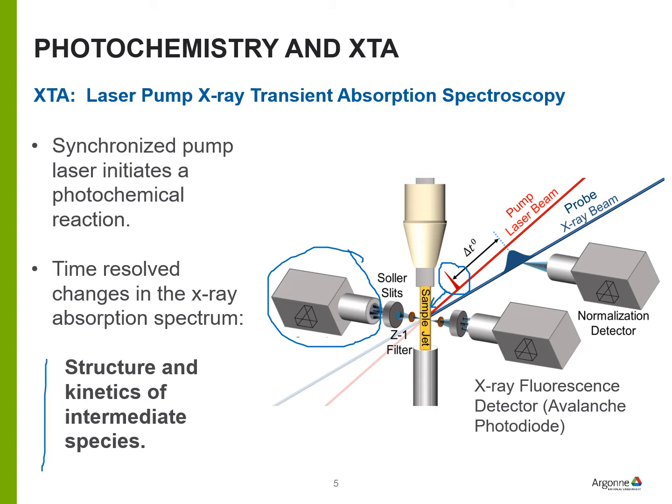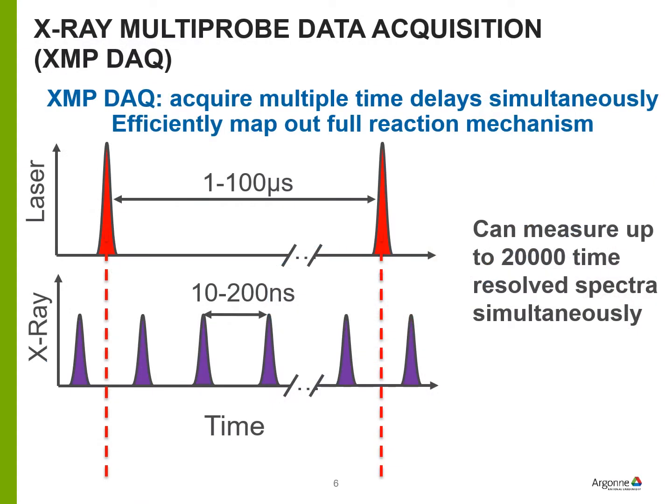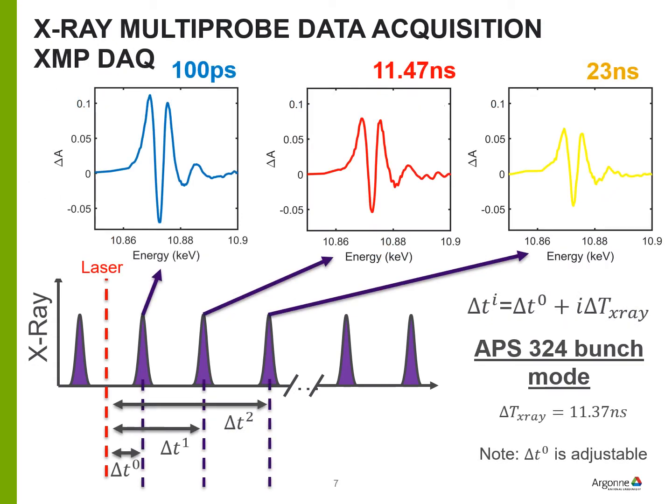Now here I've only shown one synchronized X-ray probe pulse, but in reality, there are many more X-ray pulses than there are laser pulses, and the idea of X-ray multiprobe data acquisition is that each one of these pulses generates a spectrum, and we can measure up to 20,000 time-resolved spectra simultaneously. For example, this diagram shows how the spectra at 3 different time delays are acquired from these 3 bunches after the laser, and the temporal spacing of each spectra is given by the X-ray pulse spacing, and in APS 324 bunch mode, that's 11.37 nanoseconds.